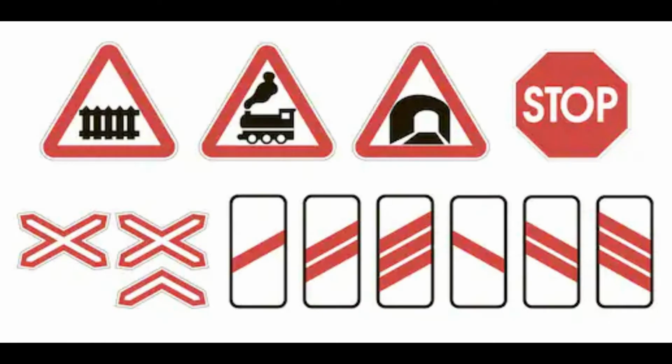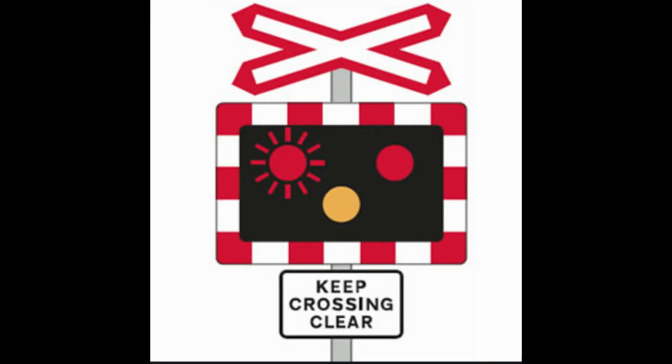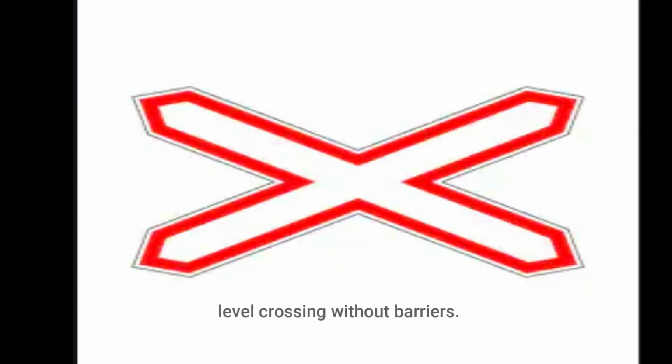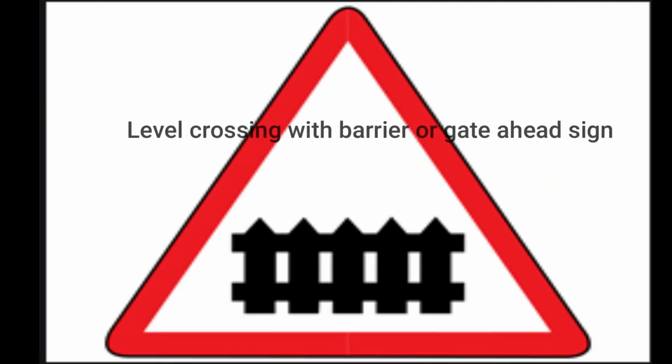In this picture you will see different signs for level crossings. A level crossing is an indication that there is a railway ahead of you. So you must be wary and stop at this stop sign. Basically you will see a traffic light special for level crossings. Level crossing without barriers. Level crossing with barriers or gates.